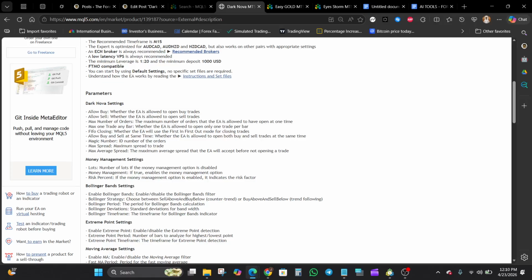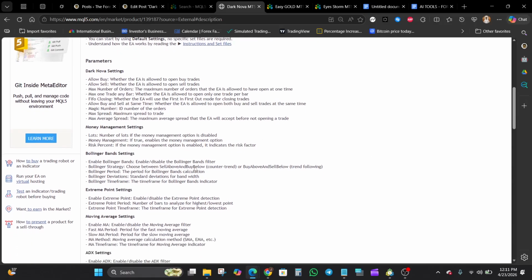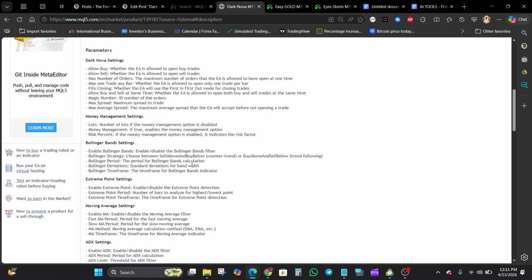That's why there are controls like the grid distance, lot multipliers and maximum number of orders, and all of that. So there's also ATR based distance control, which allows spacing between trades to adapt based on volatility, making the grid more dynamic rather than fixed.